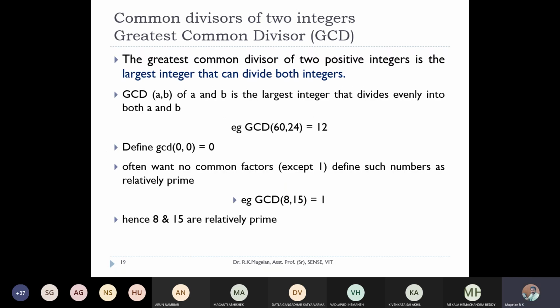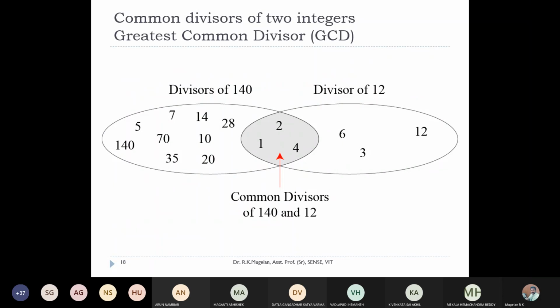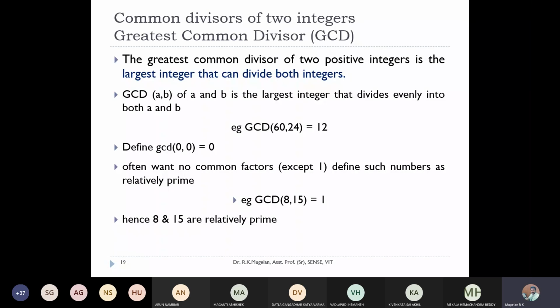Okay, GCD. So what do you mean by GCD? GCD is nothing but the largest divisor which can divide two integers equally. That is, it is the common divisor of two positive integers, nothing but the largest integer that can divide both the integers. So if you take the GCD of 60 and 24, it will be 12. And if you take the GCD of 2 and 0, it is 2.